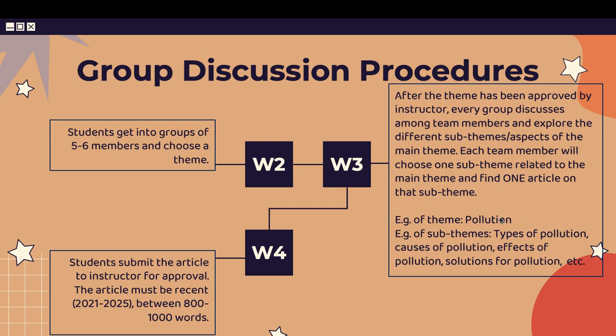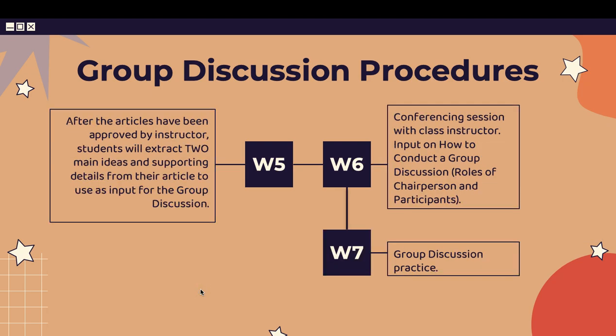Okay, so they can choose any sub-theme as long as it's related to the main theme, and each student's sub-theme must be different from their other group members. So after they have chosen the sub-theme, they will find one article that is related to the sub-theme. So if student 1 chooses types of pollution, they will find one article that is related to types of pollution. And then after that, they submit the article for approval. The article must be recent, between 2021 to 2025, and must be between 800 to 1,000 words.